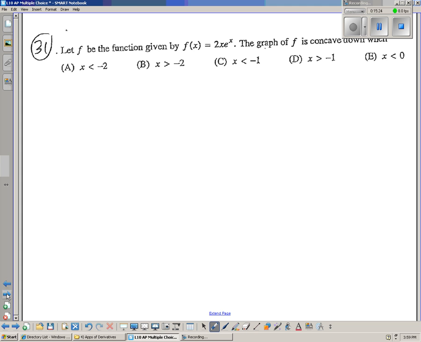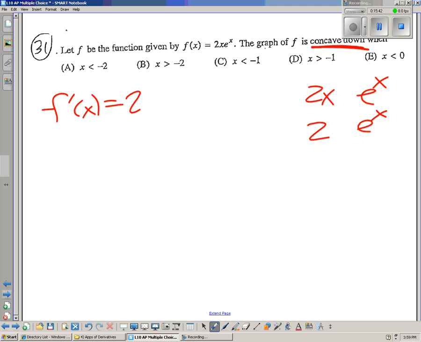31 says, let f be the function given by f of x is 2x e to the x. We want to find out where the graph is concave down. So that'll necessitate the second derivative. So second derivative requires us to get the first derivative. So here are our constituents. Here are their derivatives. We'll put them together. 2x e to the x plus 2e to the x. Now we have to take the second derivative.